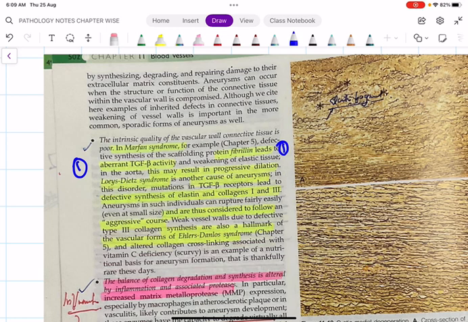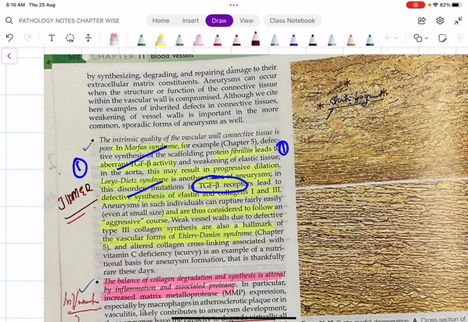What is the name of the condition? Marfan syndrome. The second condition is called Loeys-Dietz syndrome. It is again a congenital disorder in which there is mutation in the transforming growth factor beta receptors. Very very important: in Marfan syndrome the fibrillin gene is mutated and TGF beta activity is abnormal, whereas the receptors are affected in Loeys-Dietz syndrome. This question was asked in JIPMER a few years back: what is the vascular pathology seen in Loeys-Dietz syndrome? The answer was aortic aneurysm.